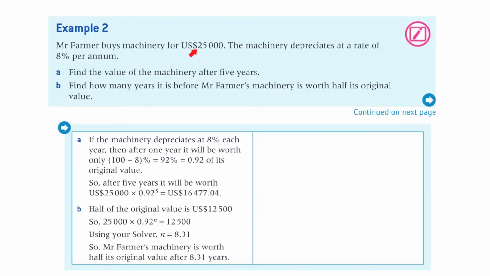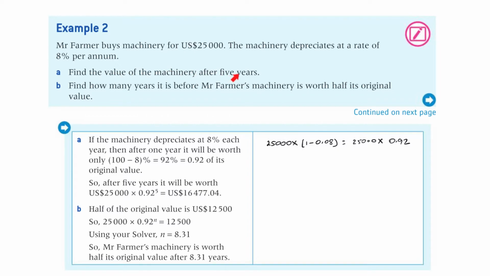So we'll all agree, let's assume this is at the beginning of the year. After the end of the first year, its value is 25,000 times 0.92. Let's write that out. It's going to be 25,000 times 0.92. That's because it's 1 minus 0.08. And that gives us a value of 25,000 times 0.92. So that's the end of the first year.